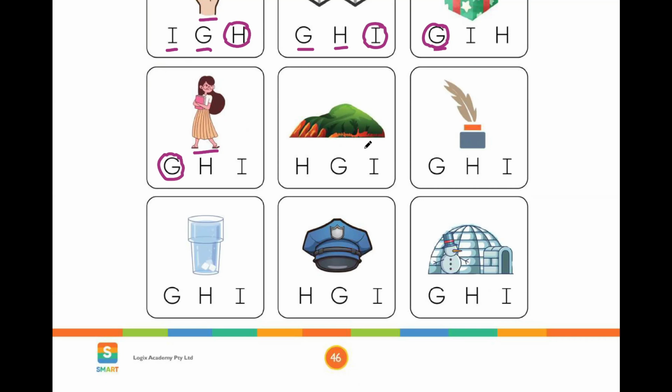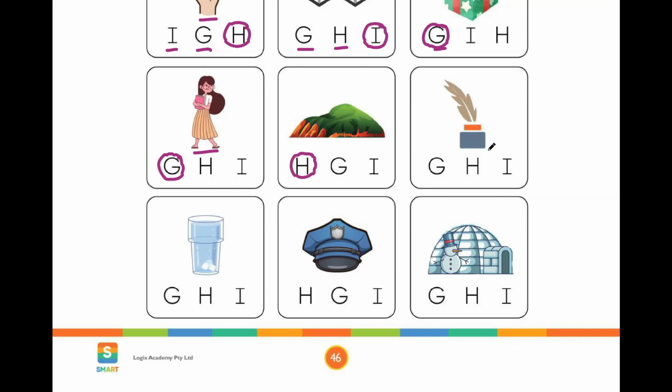Now let's move towards another picture. Here we can see the picture of a hill, and the first alphabet of the word hill is H, right? So let's start circling this H, and the sound of the H is her, hill, her, hill. Now let's circle the first alphabet of the word hill.